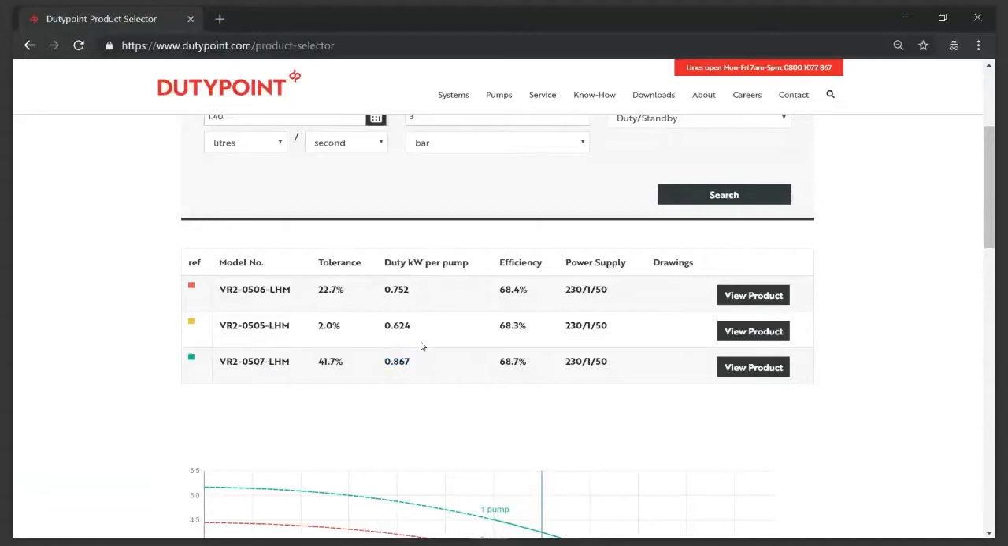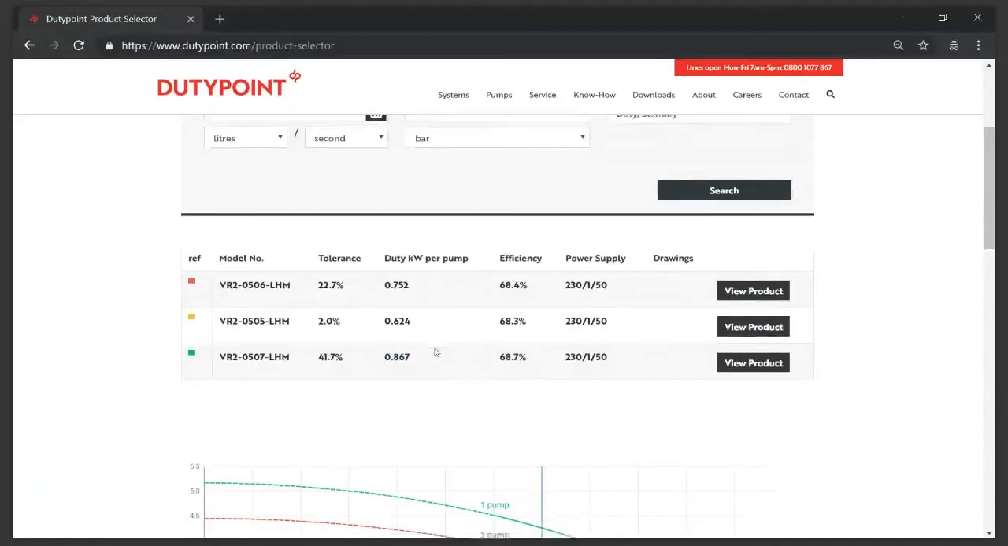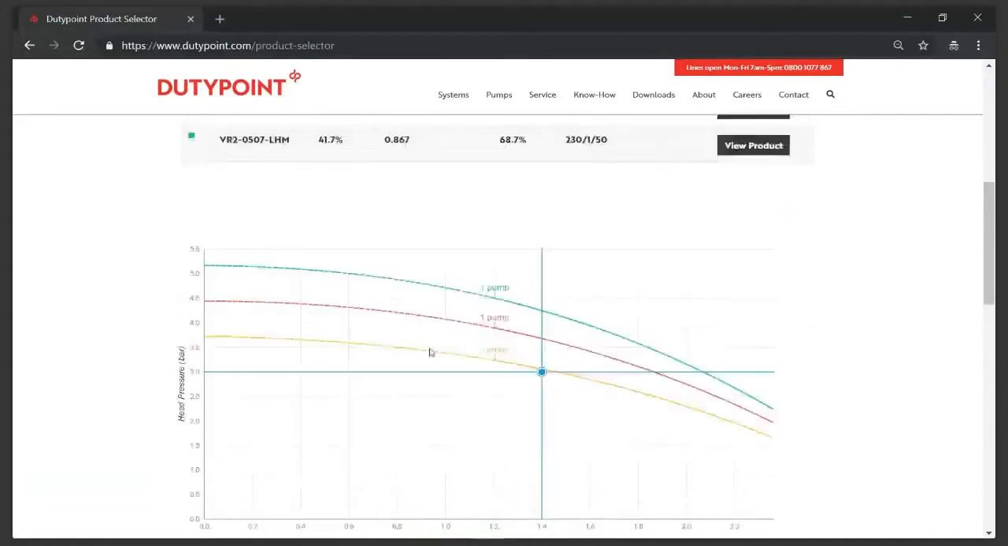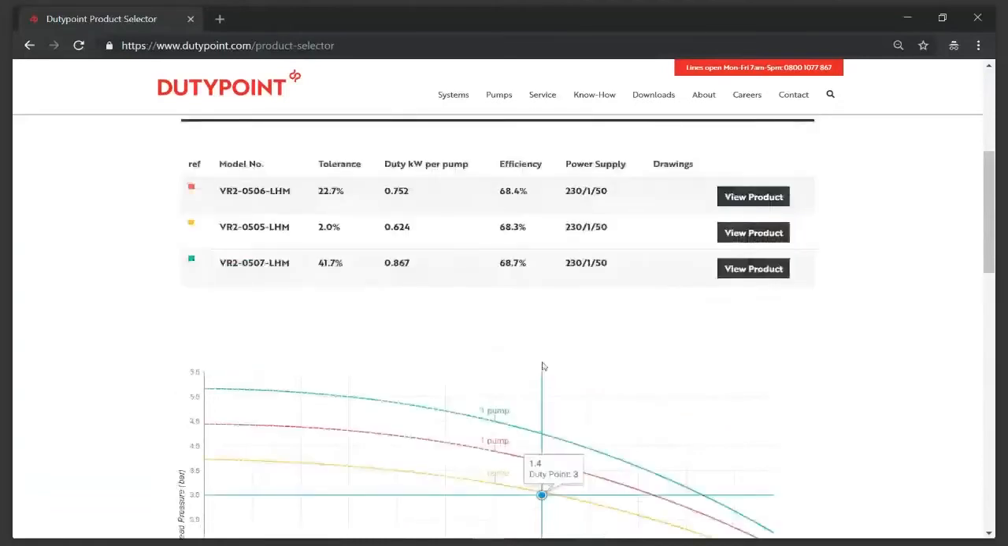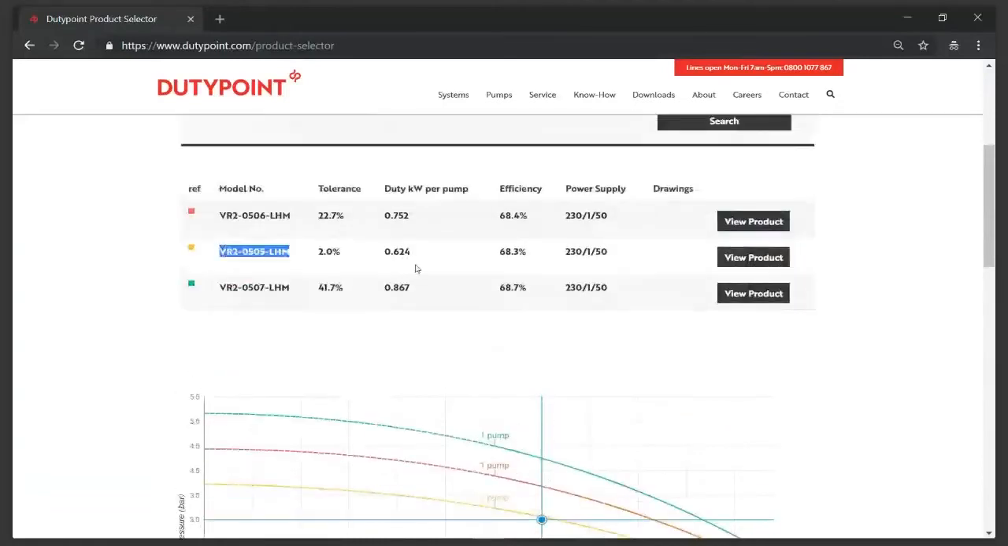So assuming we don't need a massive amount of tolerance, I would select this one because it actually has the lowest energy consumption at the operating point that I've requested. I hope that makes sense.